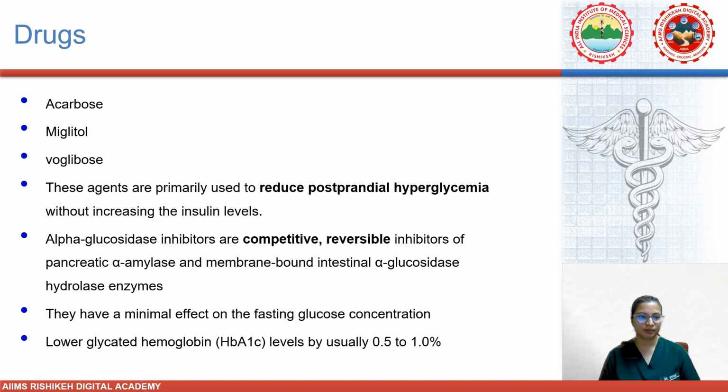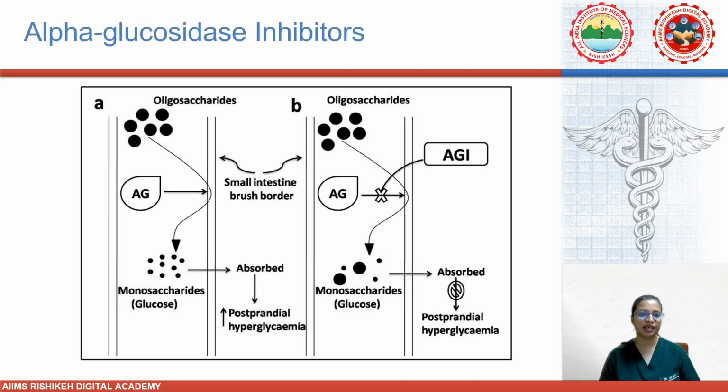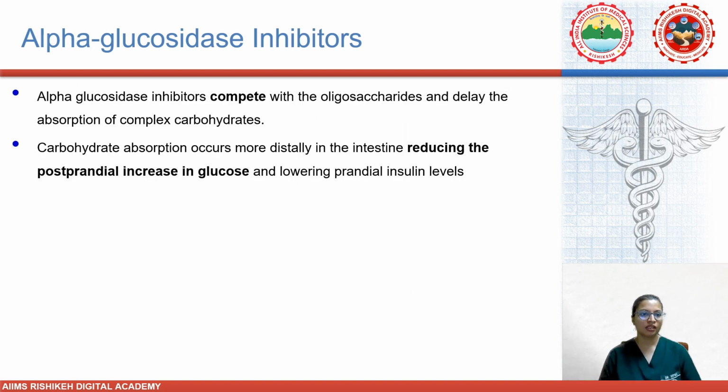So in this diagram, we can see that oligosaccharides are broken down to monosaccharides by alpha glucosidase enzyme in the intestine, and hence they are absorbed, which leads to postprandial hyperglycemia. But when we give these drugs, alpha glucosidase inhibitors, they compete with oligosaccharides for this enzyme, and they decrease the chances of postprandial hyperglycemia by impairing the absorption of monosaccharides. So alpha glucosidase inhibitors compete with the oligosaccharides and they delay the absorption of complex carbohydrates. Carbohydrate absorption occurs more distally in the intestine, reducing the postprandial increase in glucose and lowering the prandial insulin levels.